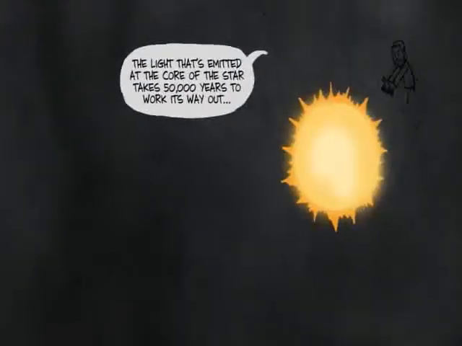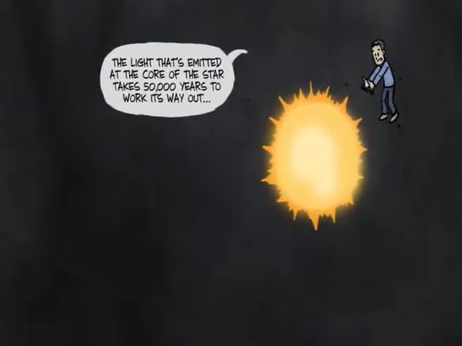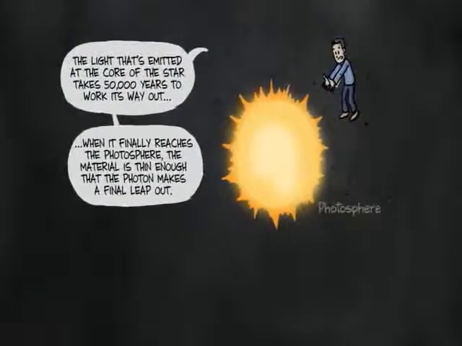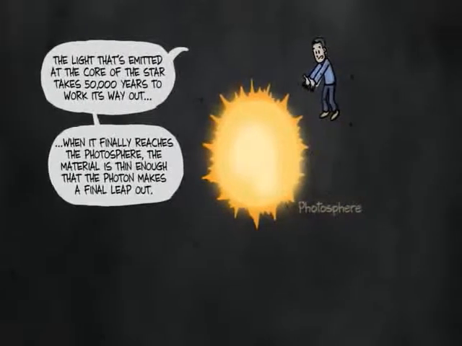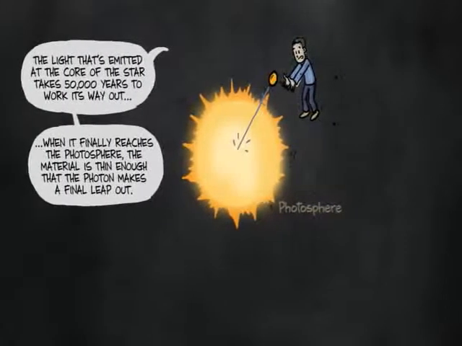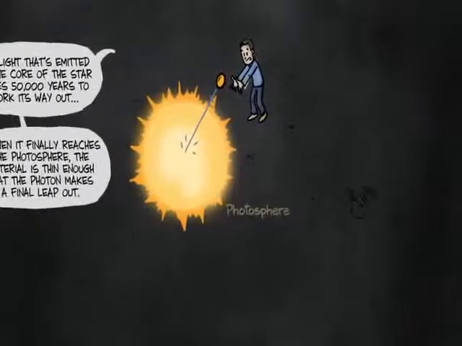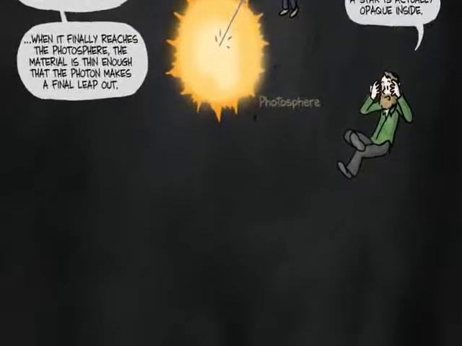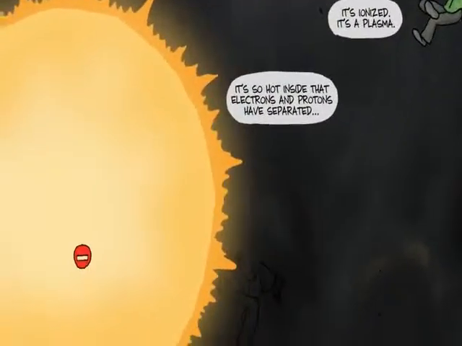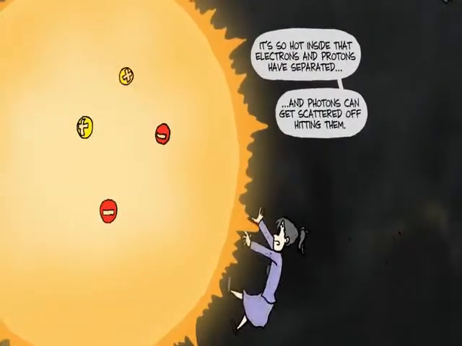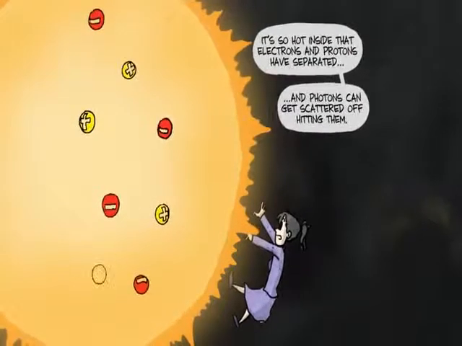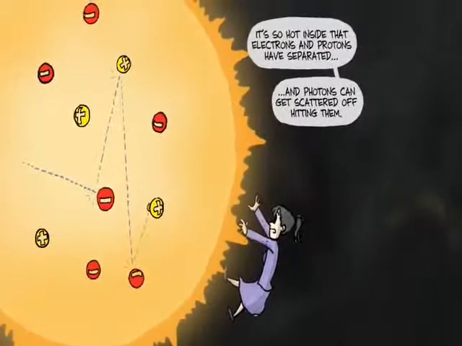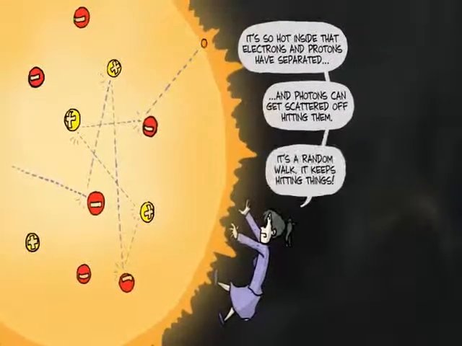The light that is emitted in the core of the star takes 50,000 years to work its way out. And then when it finally reaches a certain point known as the photosphere, the material in the star is thin enough that that photon makes one final leap out to our eyes. The star itself is opaque inside. It's ionized. It's a plasma. It's so hot that the electrons and protons have separated, and photons can get scattered off of these things. So it might get scattered off like this, and then it might hit another one, and maybe get scattered off some more, go in the opposite direction for a little bit. So you have a random walk.